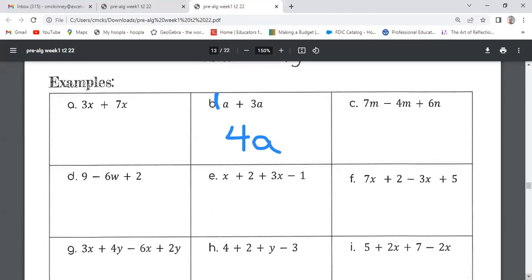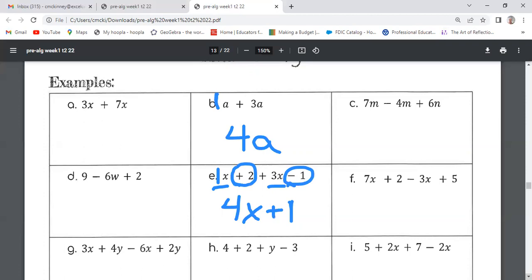numbering, lettering the problems. So here I have a 1x and a 3x, so they can put together to make 4x. And then we have a positive 2 and a negative 1, so plus 1. My writing is not so great tonight.